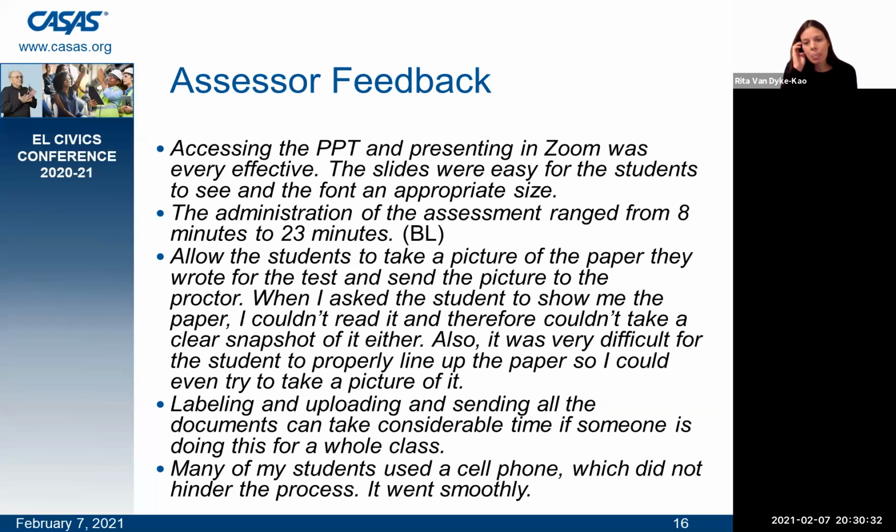And then lastly, many of my students used a cell phone, which did not hinder the process. It went smoothly. They could see the PowerPoint on their phone. The assessor could still see them on the webcam.